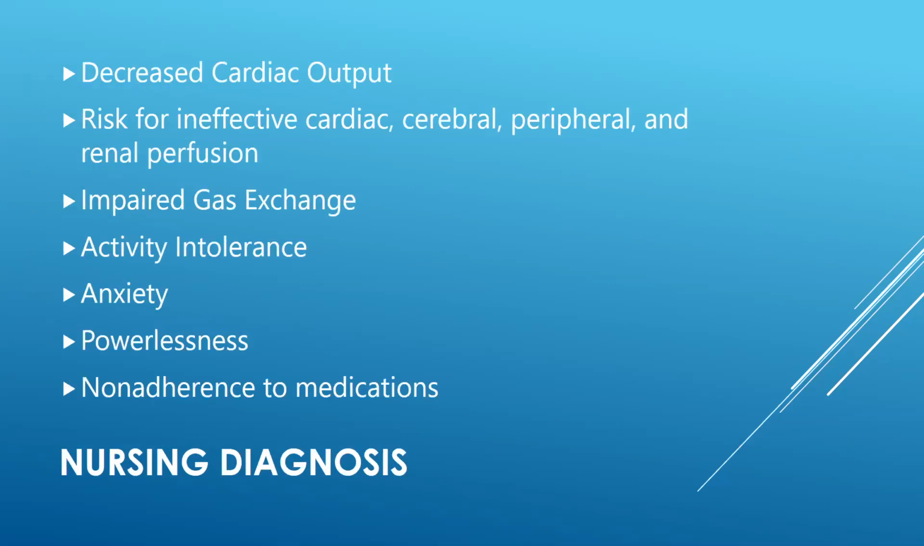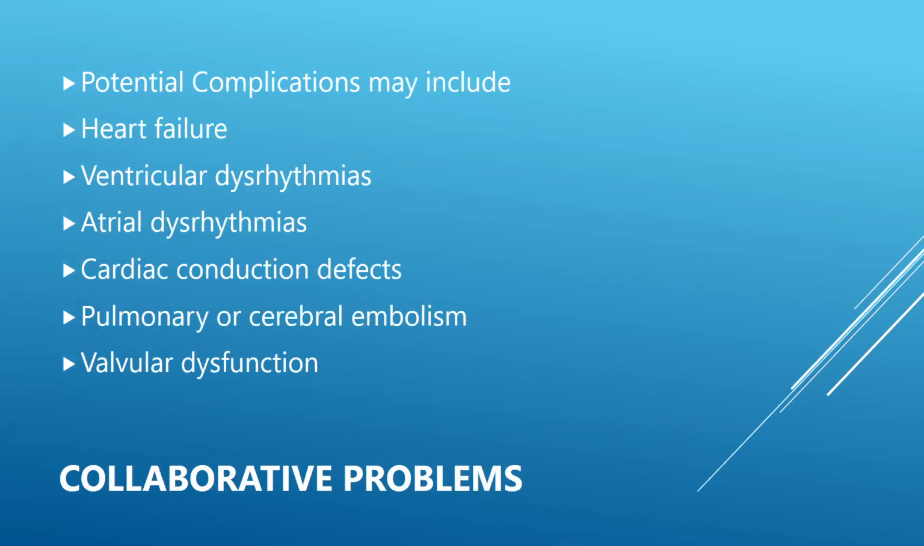Nursing diagnoses. Oh boy, priority problems. Perfusion is what we're talking about. The heart can't perfuse. So we're going to see these folks have decreased cardiac output, risk for ineffective cardiac, cerebral, peripheral, and/or renal perfusion, impaired gas exchange, activity intolerance, anxiety, powerlessness because I have no control over what is happening to me, and non-adherence to medications. So collaborative problems that I may see in these folks are potential complications: heart failure, ventricular dysrhythmias, atrial dysrhythmias, cardiac conduction defects, pulmonary or cerebral embolism, and valvular dysfunction.